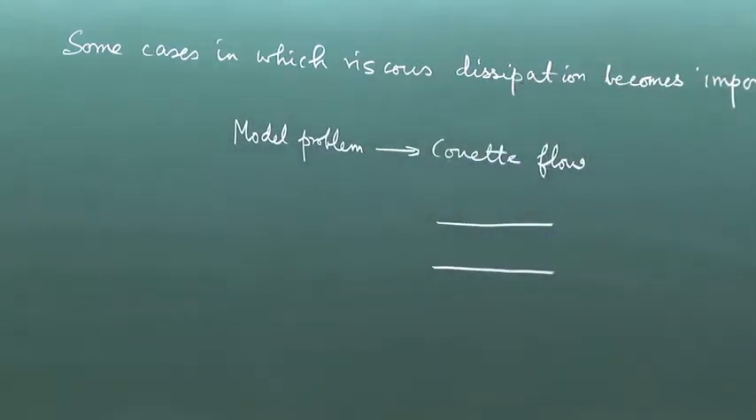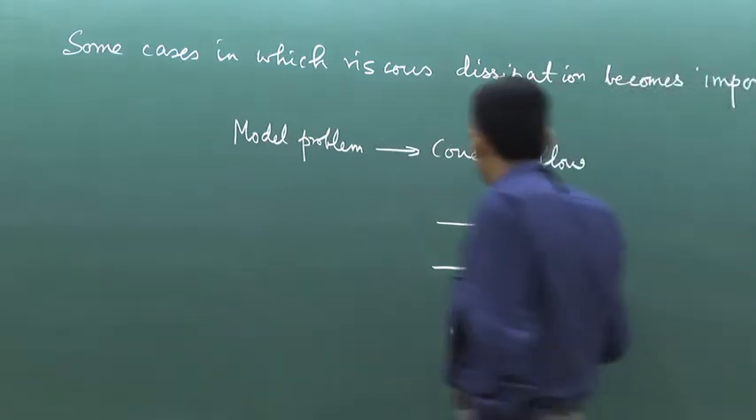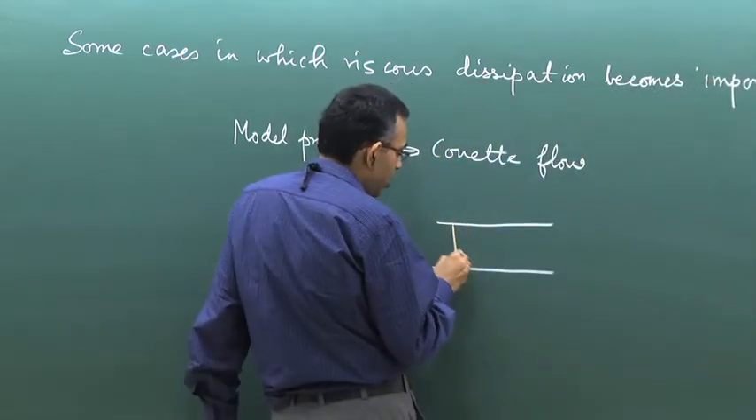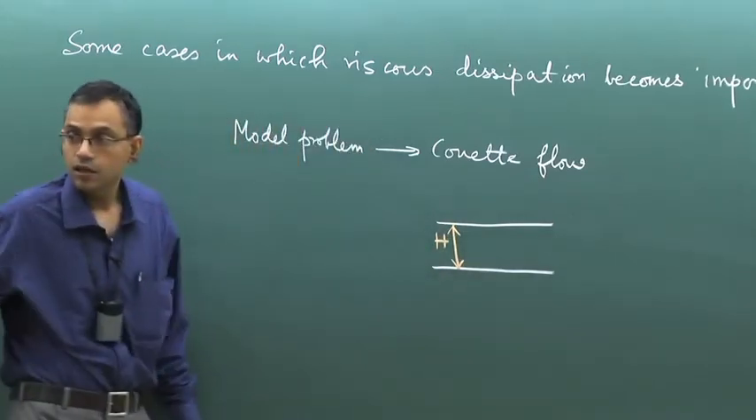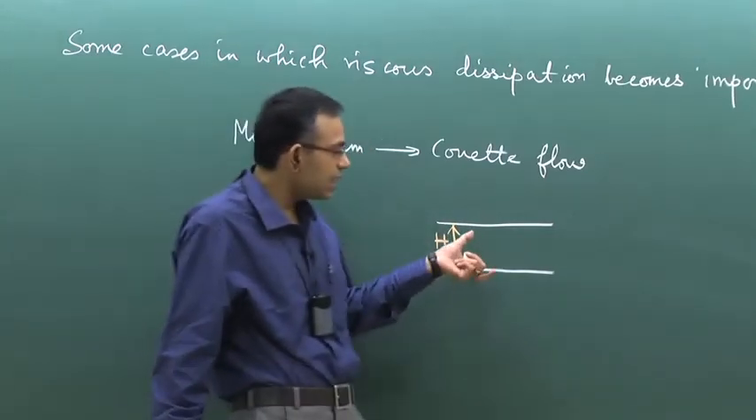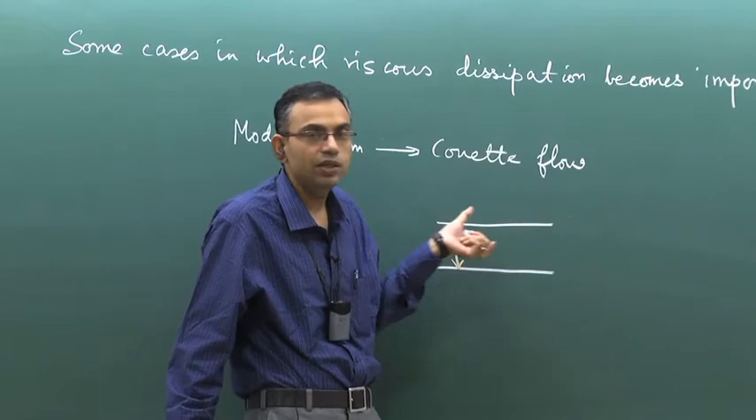Let us say you have two parallel plates. This is a very simplistic representation of the scenario. You have two parallel plates separated by a narrow gap of h. This gap is narrow, and there is a relative translational motion between the two plates.